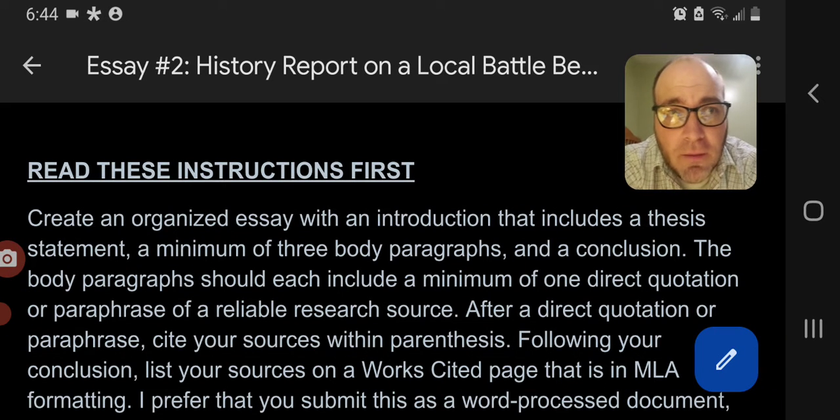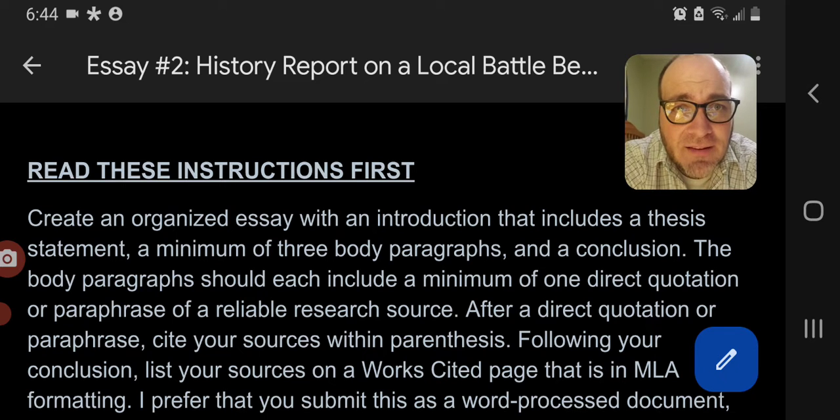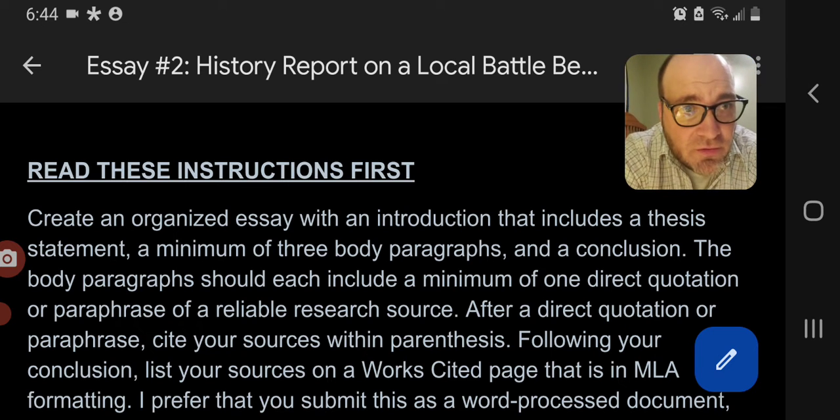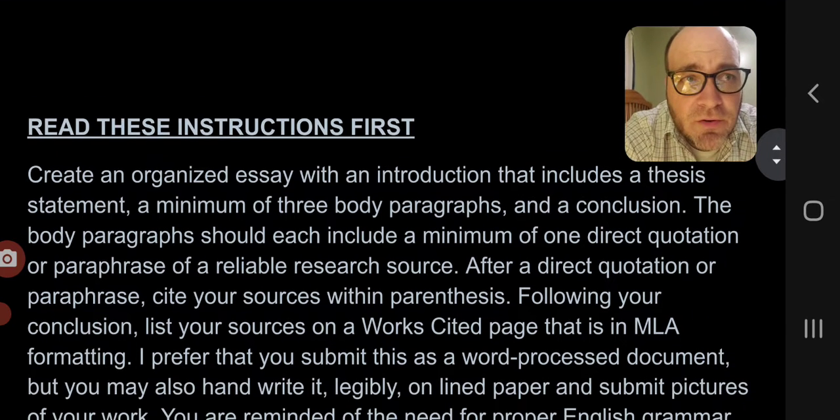We're going to talk about your next essay, number 2, a history report on a local battle before Gettysburg. A lot of the instructions are the same as your last essay, but this one is a history report, which makes it slightly different.